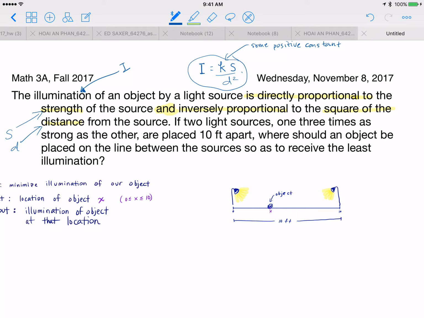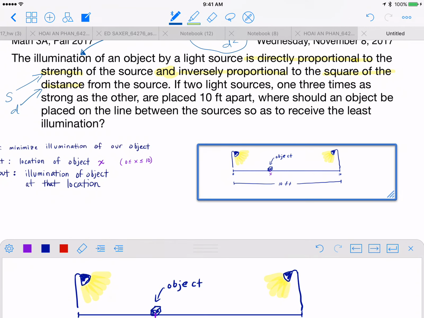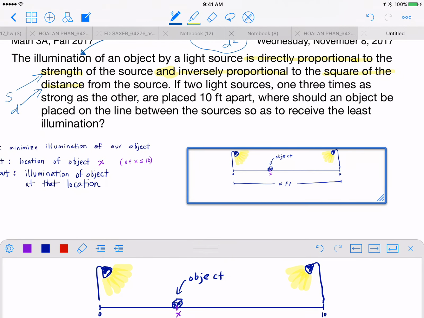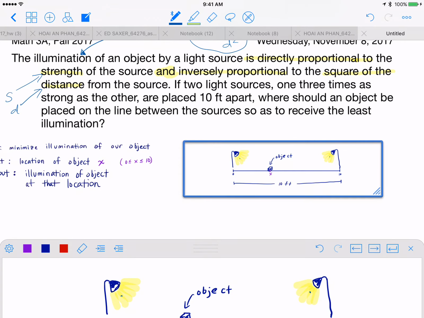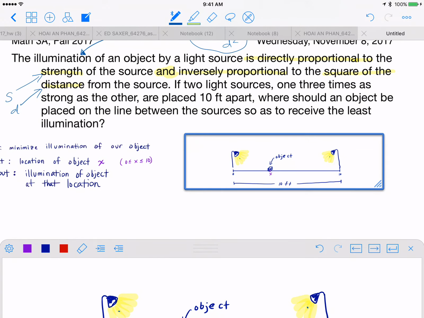It depends on the strength of the source of the light, and it depends on the distance between the object and the source. So here for our object X, X is going to have illumination from this source over here plus this source over here. Let's call S1 the strength of the left light source, and S2 the strength of the right light source.